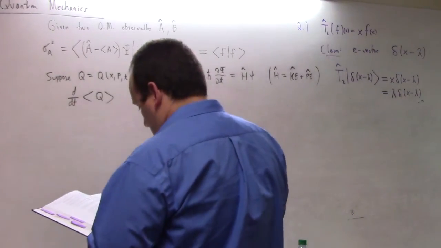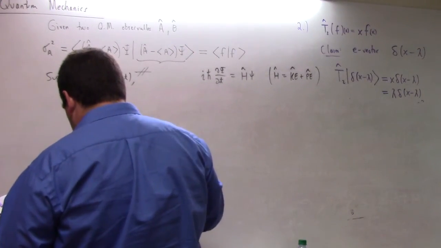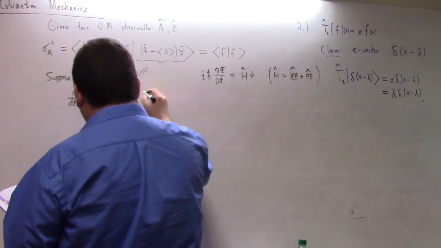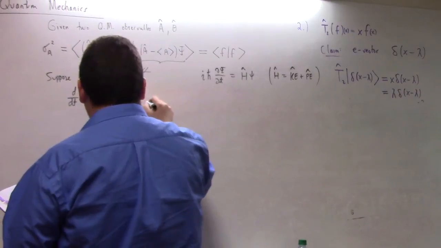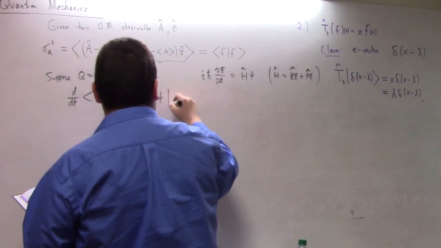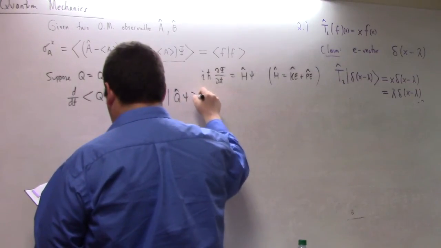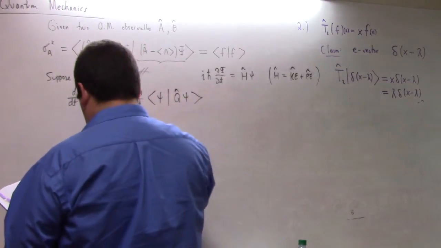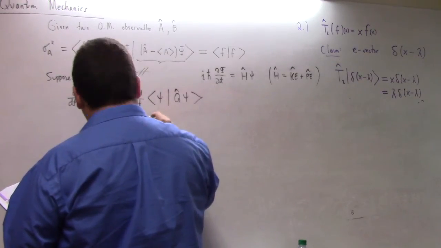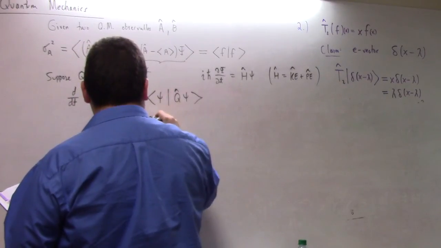All right, so here's the deal. The derivative of the expectation value of Q would be the derivative of the inner product of psi with Q hat psi. Okay, nothing too controversial here just yet. And then he says that that is equal to the triple product rule. Oh, cool. Check this out.